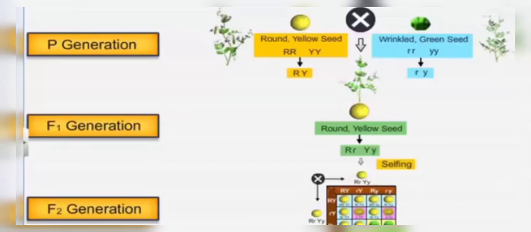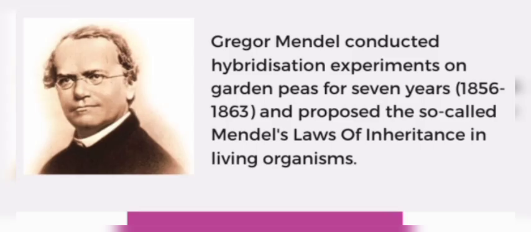Thus, from the dihybrid cross experiment, Mendel found that the gene combination of the progeny differs from the parental gene combinations. Dear children, Gregor Mendel, the father of modern genetics, conducted hybridization experiments on garden peas for almost 7 years, and finally he proposed Mendel's laws of inheritance in living organisms.